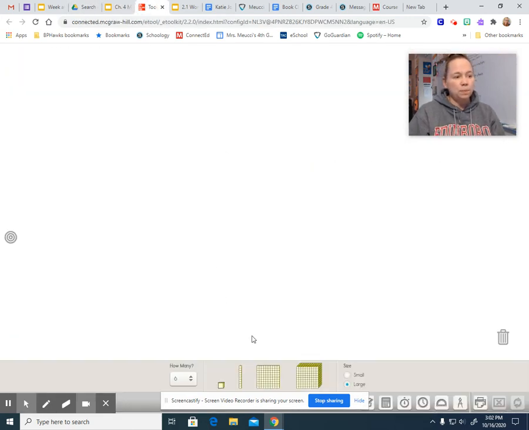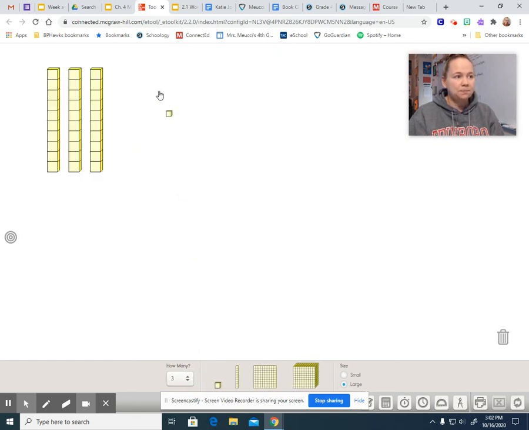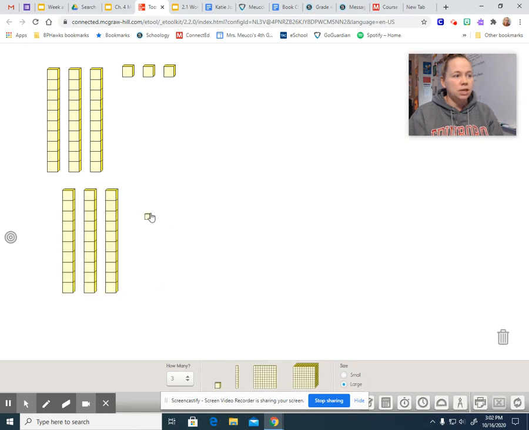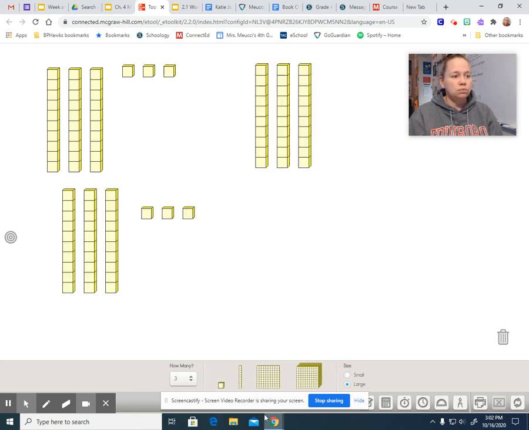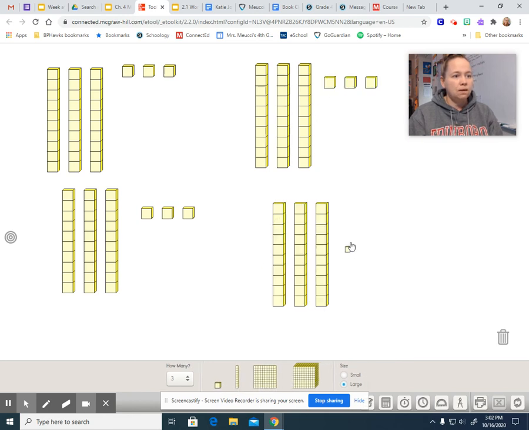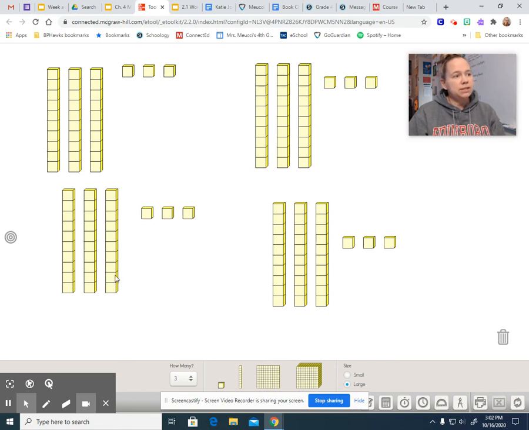33 times 4. Okay, so I want 3 10s. Oh, this one's going to be 3 10s and 3 1s. 33. And I need 4 of them. So there's 33. There's 2. I need 3 and 4. 33 times 4. Do you see how there are 4 groups, 4 sets of 33? Okay, now let's put them all together.